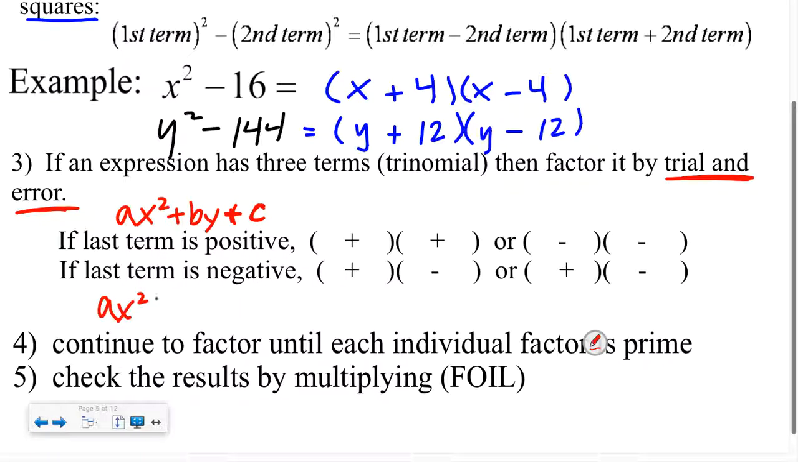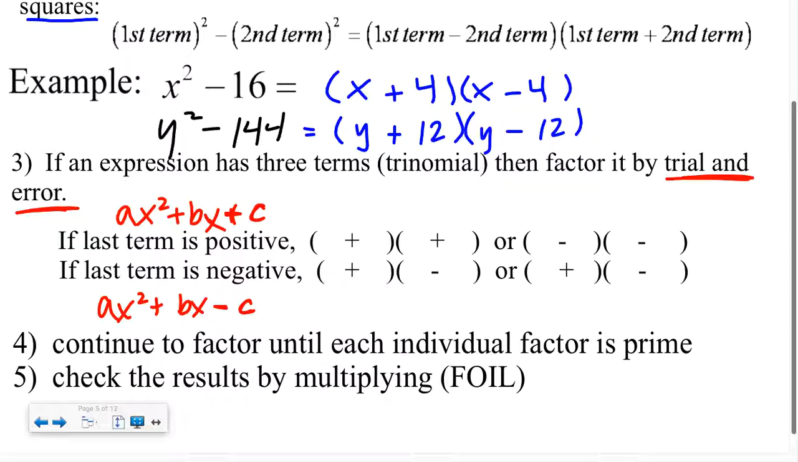If your last term is negative, say plus bx minus c. So if it's minus a number, then you have one of each. You have a plus and a minus. Okay, so if you kind of get stuck with the trial and error, maybe double check your sign rules. Oh, they're both positive, so I know they both have to be positive here. But don't always be dependent on those either.